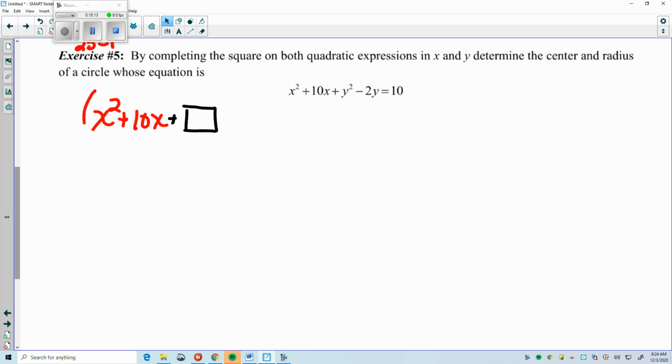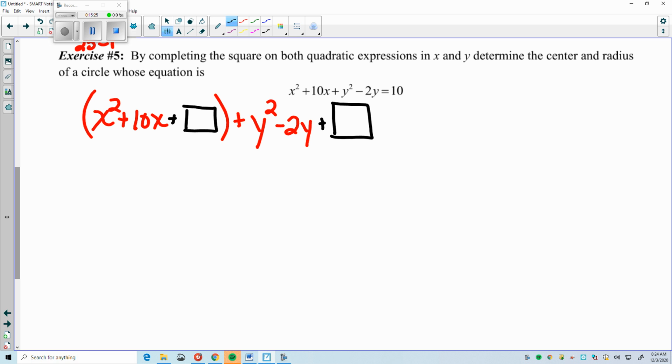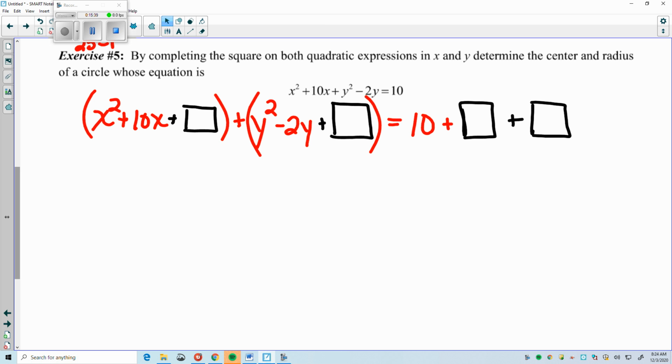And I'm going to think to myself, I'm only doing the x's. I'm going to gather those x's. Then I'm going to rewrite my y's. And again, I'm going to add in a box of information. Okay, and again, the y's are going to remain together. And then keep in mind, over here, I have the 2 boxes that I have to fill in, one from the x and one from the y to balance it out. It's the same process that we did before with completing the square.